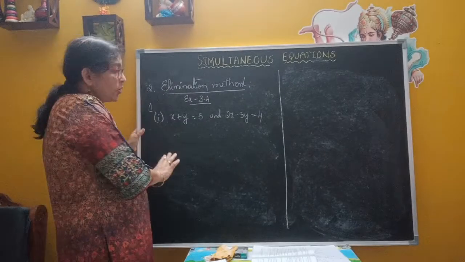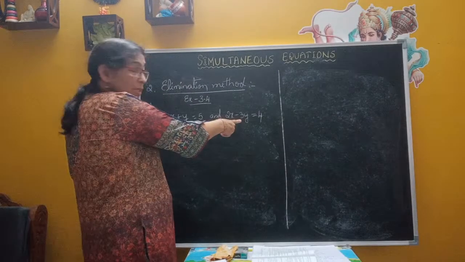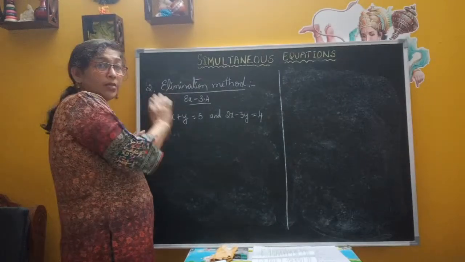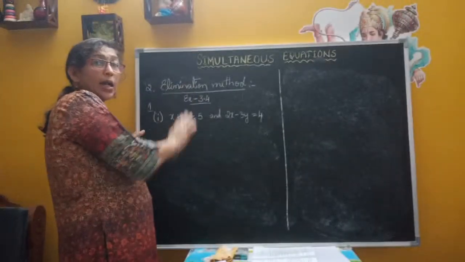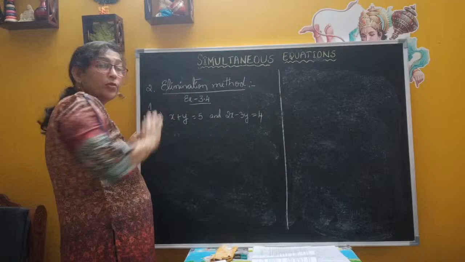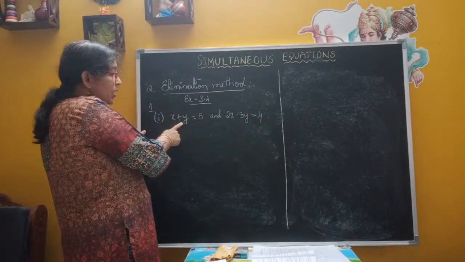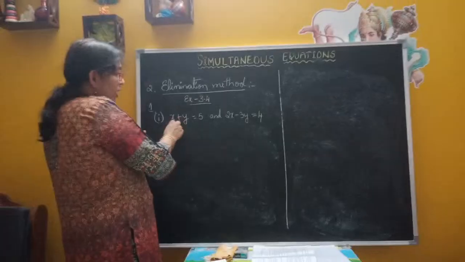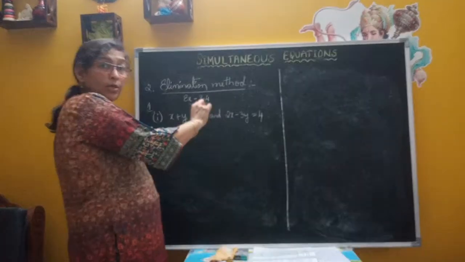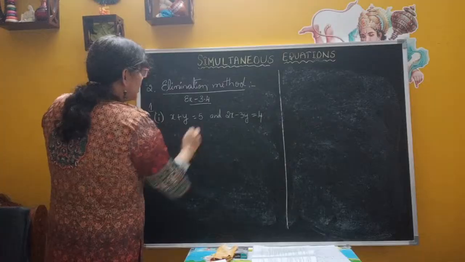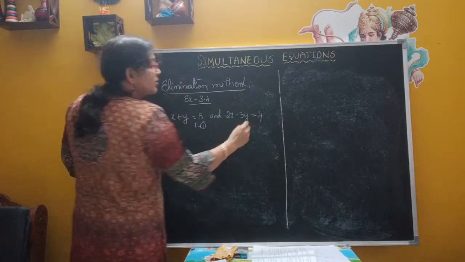Which is better to take? Here we have minus 3. If in this equation we get plus 3, then simply by adding we can eliminate one of the variables. So what to do? To get plus 3 here, what should be multiplied? We have to multiply the equation throughout by the number 3. Let us take this as equation 1 and this as equation 2.